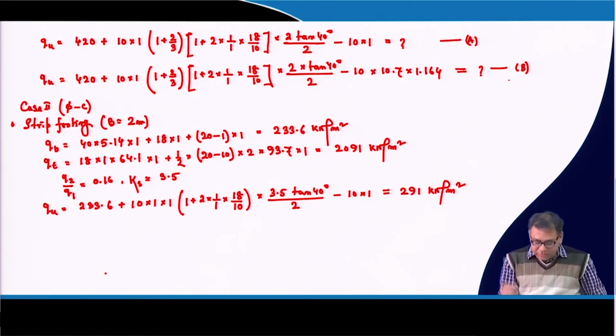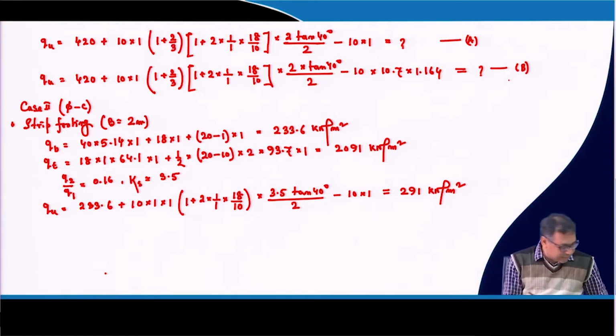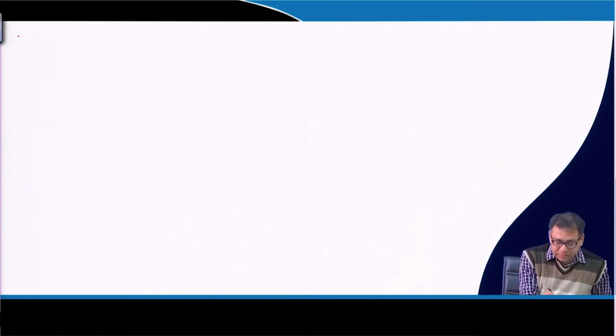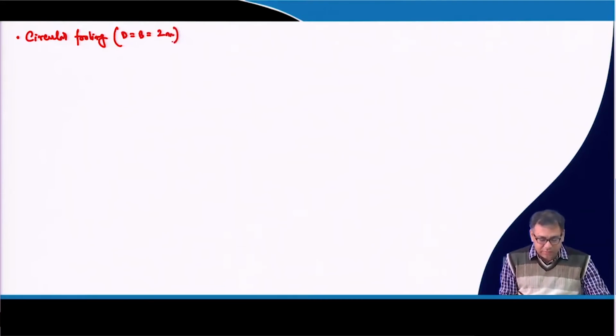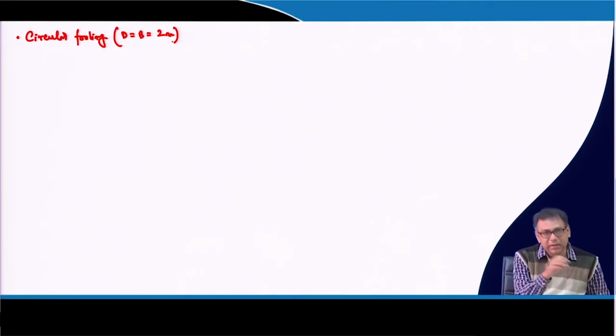So, now next one I will go for the circular footing. So, for the circular footing I will do the same calculation with your diameter or width equal to 2 meter. Circular footing with diameter 2 meter. So, now in this case I have given the equations.